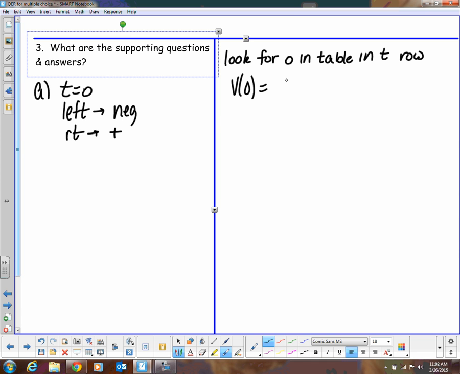V of 0 equals what? -3. So the particle is moving where? The particle is moving to the left.